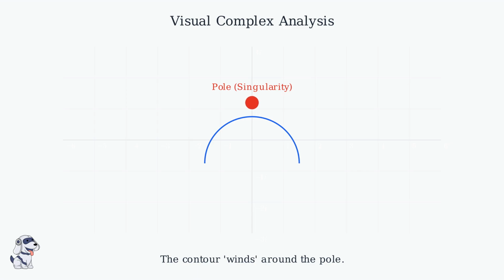By visualizing this, abstract algebra becomes a concrete image. You are seeing the influence of the pole on the surrounding space. Remember, whenever you see an integral, think of the geometry. It's the path taken that reveals the hidden value inside.